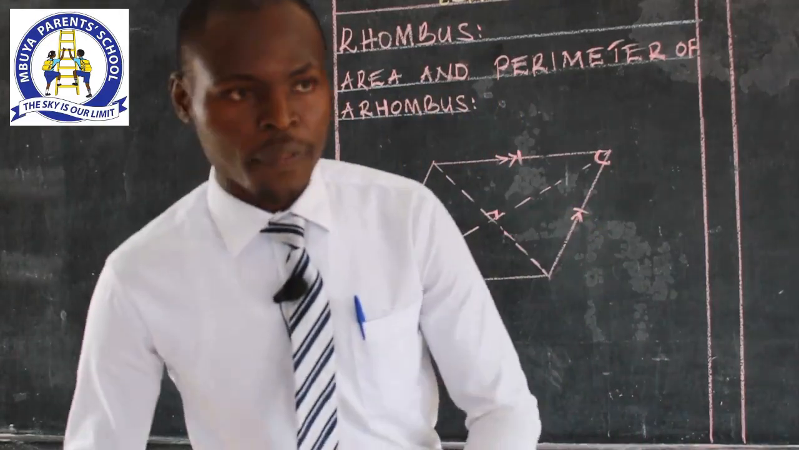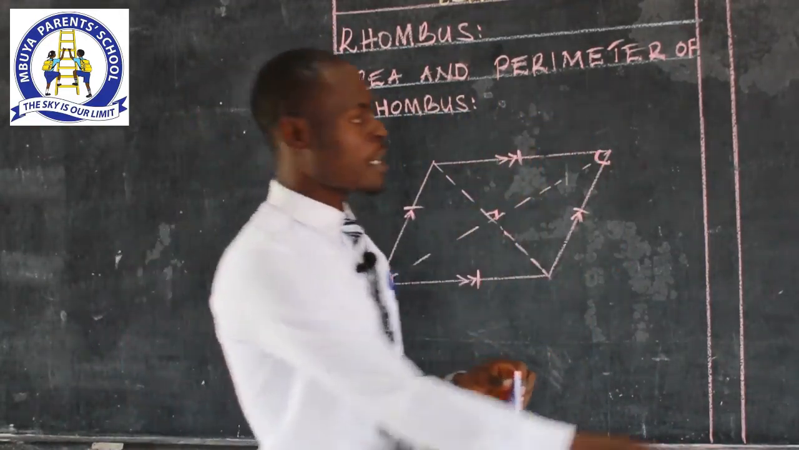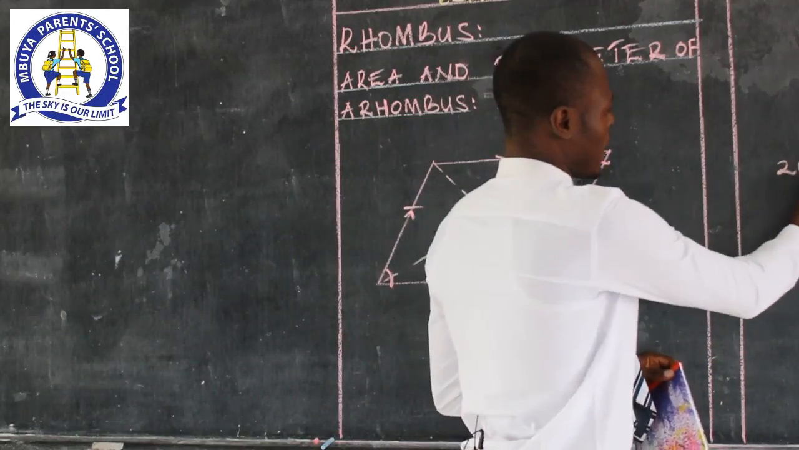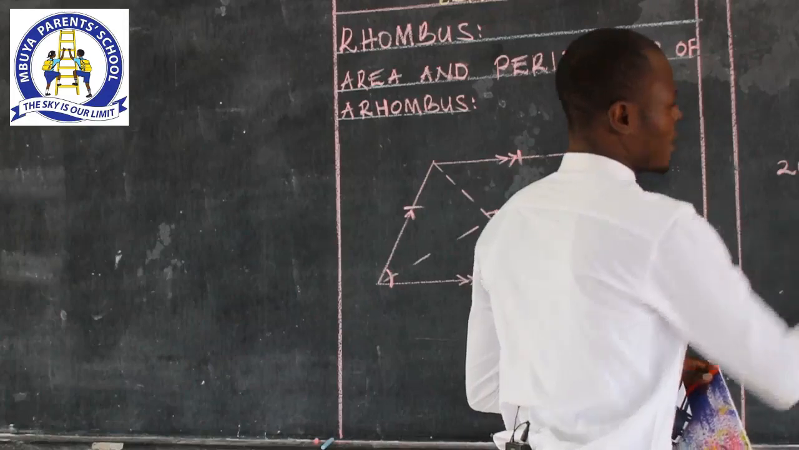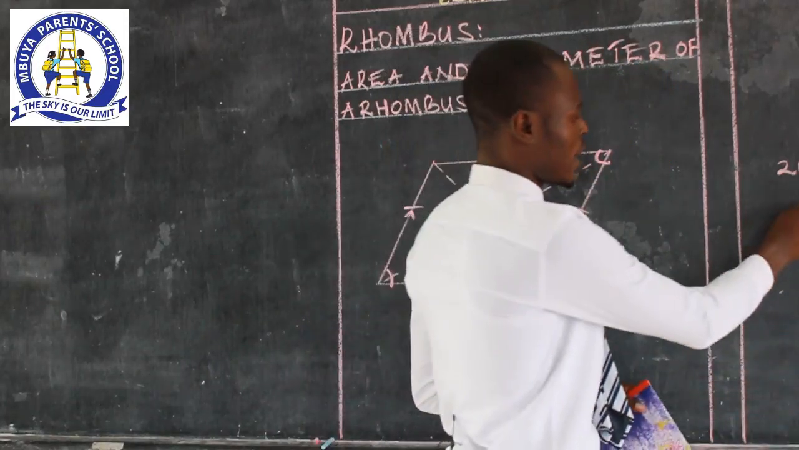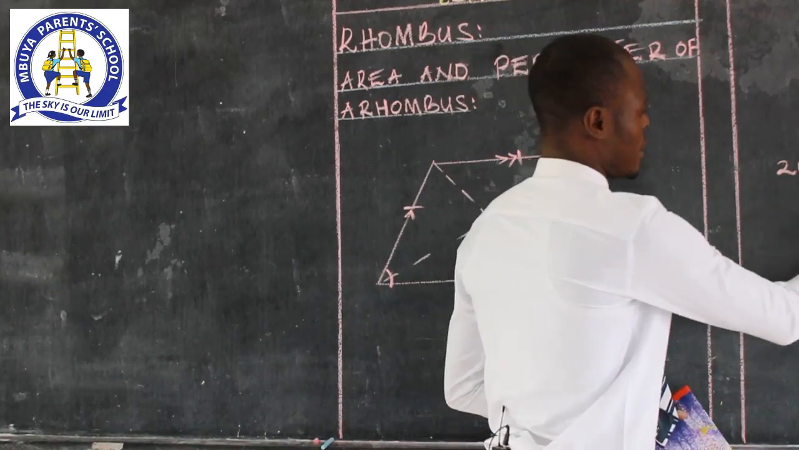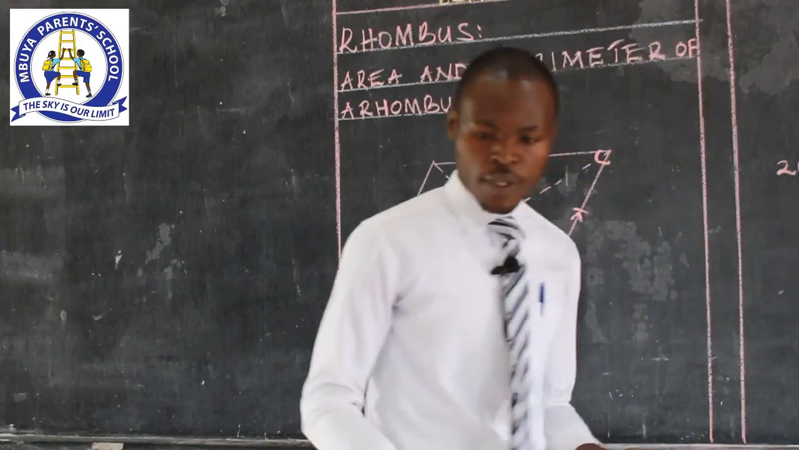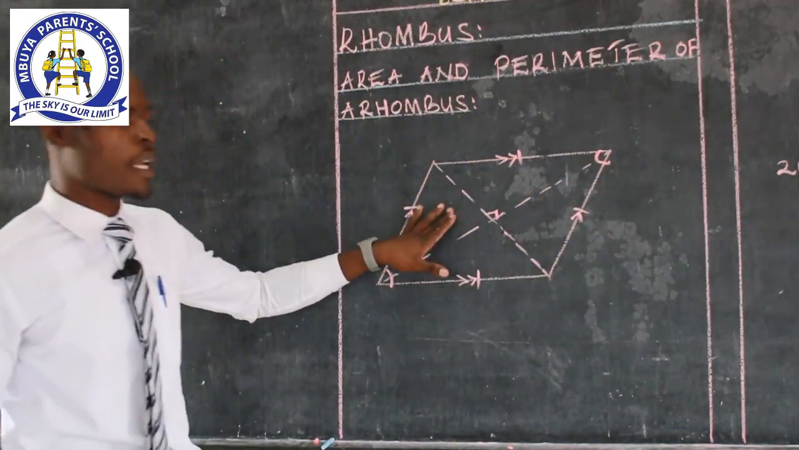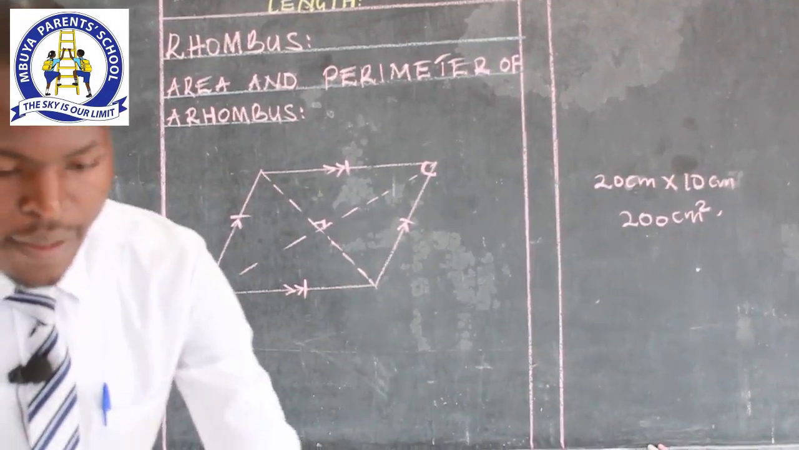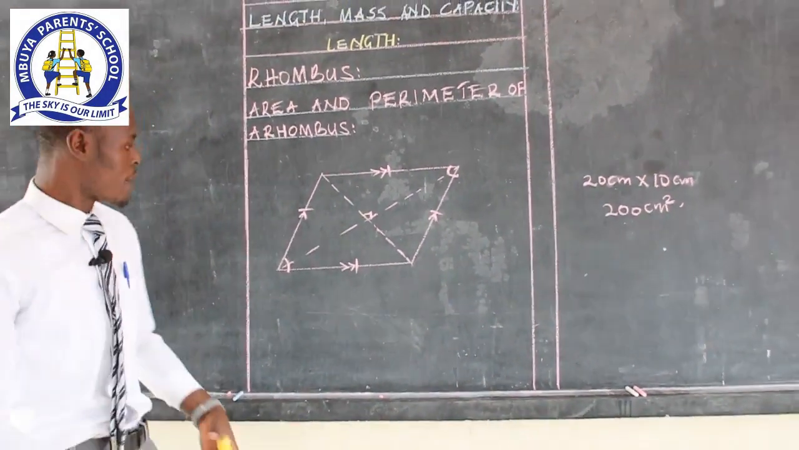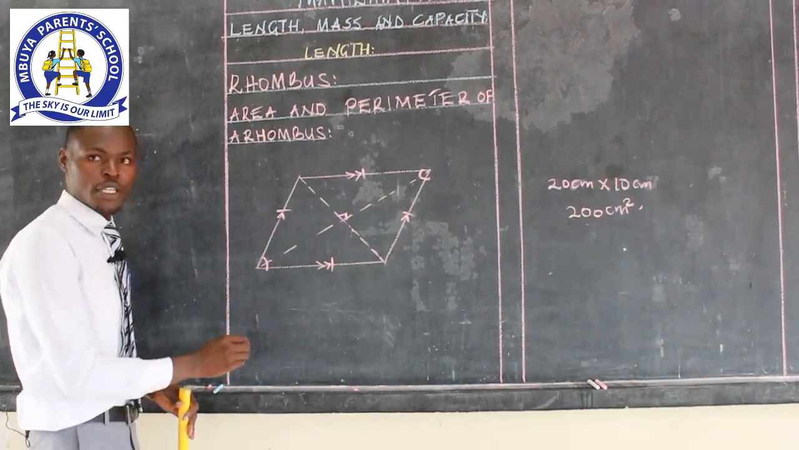Meaning that the size of this book will actually be 20 centimeters by 10 centimeters, giving us a total of 200 square centimeters. That's not the case. The case in this case is actually this rhombus here. Now, the area of a rhombus is gotten from a formula. We've got a variety I want to share with you.